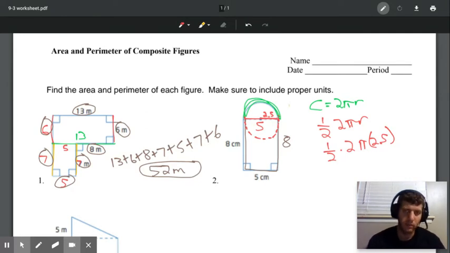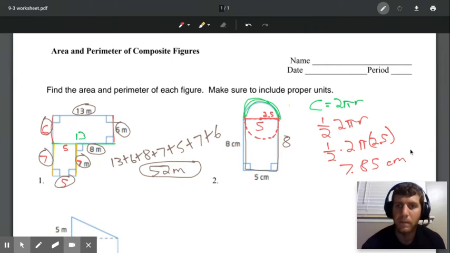So 1/2 times 2 is obviously 1 times pi times 2.5. And it's going to give us 7.85. And again, that's centimeters. All right, so now that's the green distance then, right? So that's 7.85. That's your green distance around this half circle.